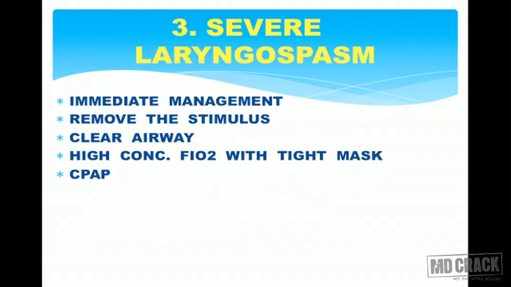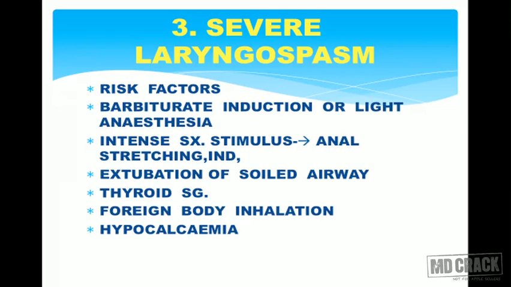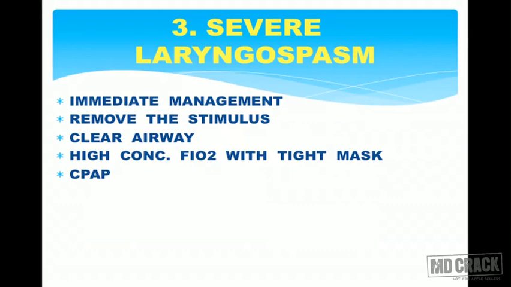These are the causes which may lead to severe laryngospasm. And what is the immediate management? Remove the stimulus. As soon as you encounter a case of severe laryngospasm, you have to judge and diagnose the cause, and remove the stimulus immediately. If an intense surgical stimulus, thyroid surgery or foreign body inhalation is the cause, immediately remove the cause. This is the mainstay in treatment of severe laryngospasm.